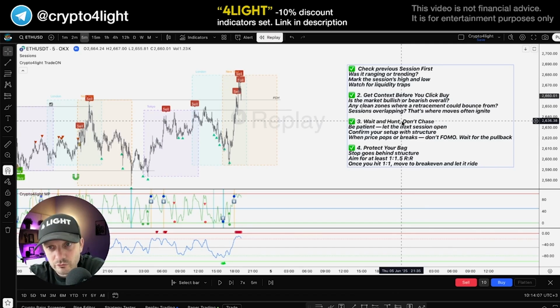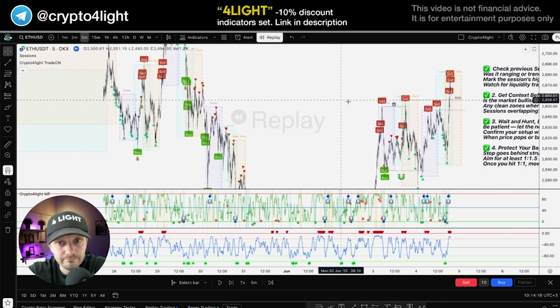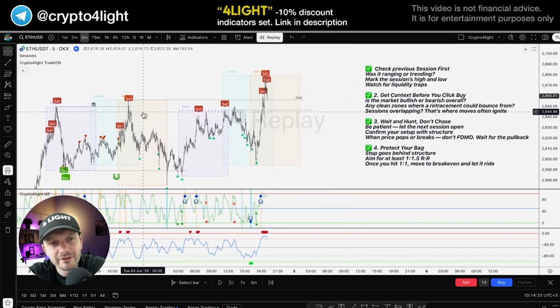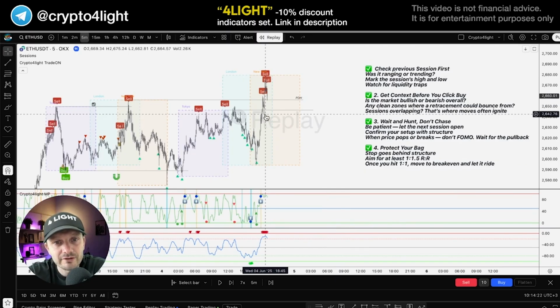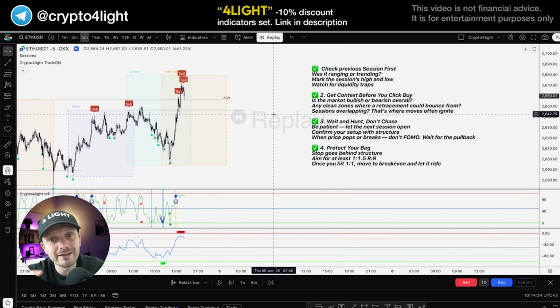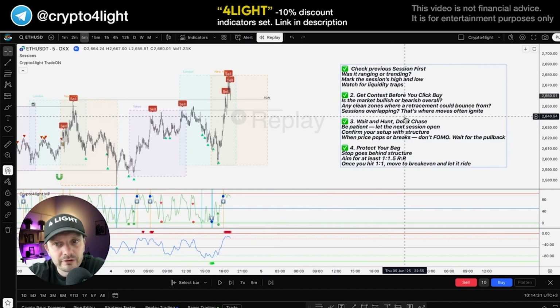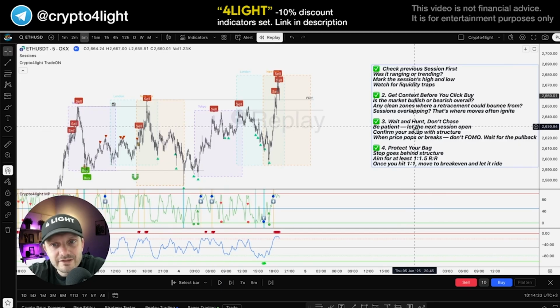The context really, really matters. Any clean zones where a retracement could bounce from? Maybe globally, this was a favorable gap on the weekly time frame. We can't know, but we have to double check, right? You combine everything in the puzzle, right? Session overlapping, that's where moves often ignite.